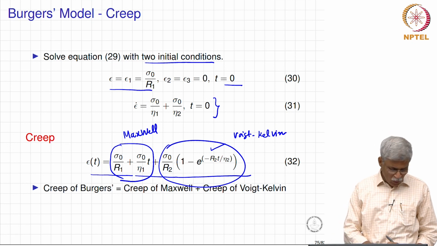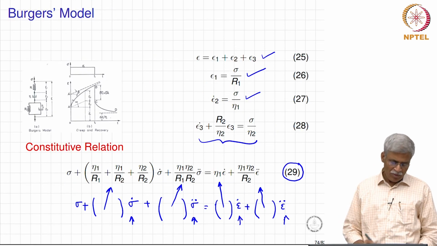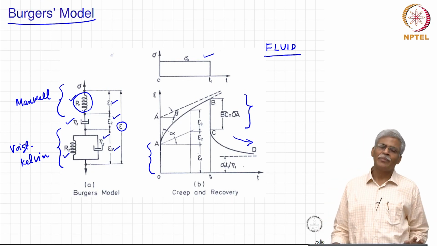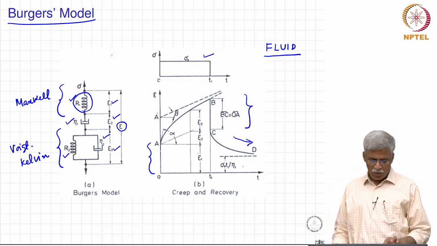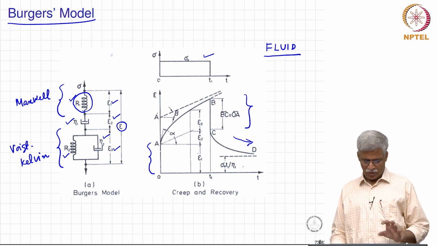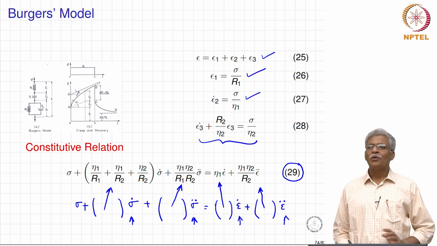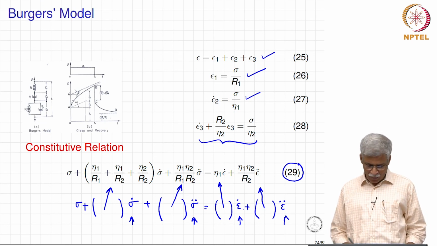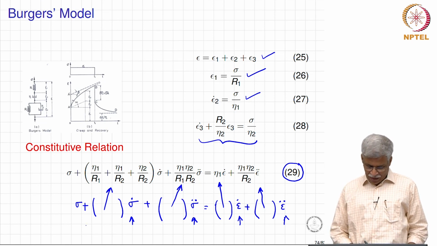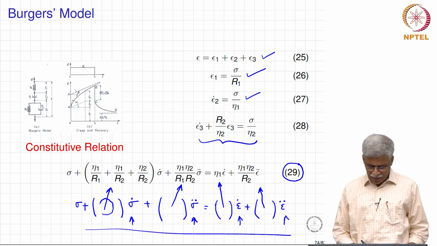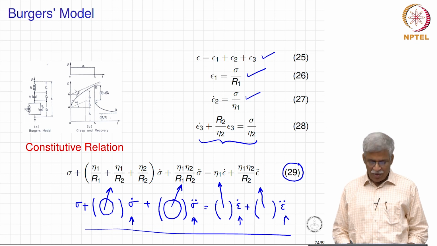One should also note that this same Burger's model could be combined in different manners. It is not necessary that one should combine these to get the same response. In fact, you can have different types of springs and dashpot combinations that can result in equations of this form, except that the material parameters that you are going to see here may be slightly different.